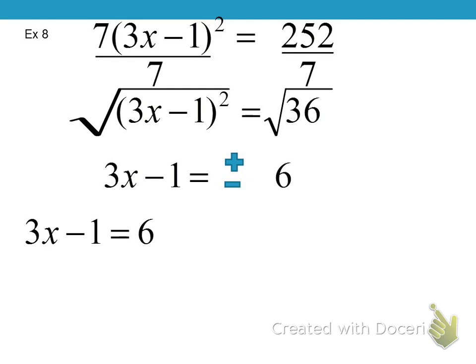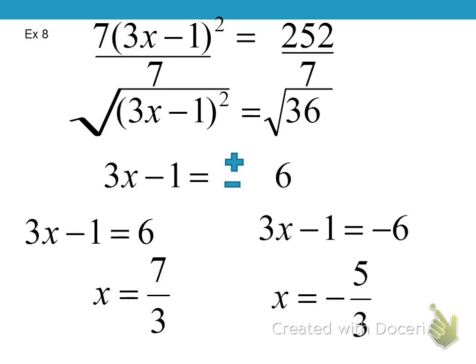So 3x minus 1 equals positive 6. 3x minus 1 equals negative 6. Then what? Add 1. Yep, we're going to add 1 to both sides. Then we're going to divide by 3, so we get x equals 7/3. The next one, when you add 1, you get negative 5 divided by 3, so x equals negative 5/3. All right, what are your questions?